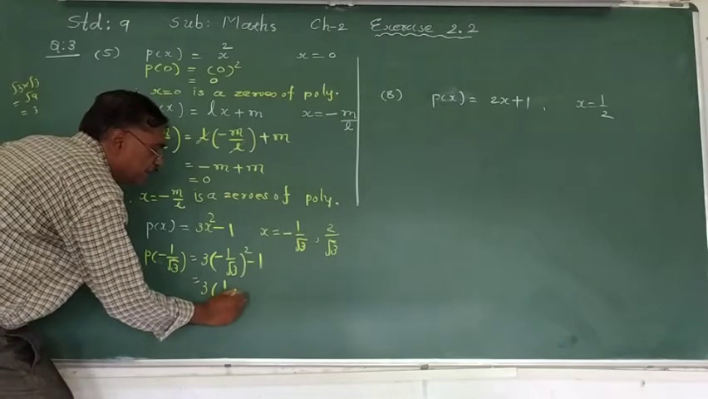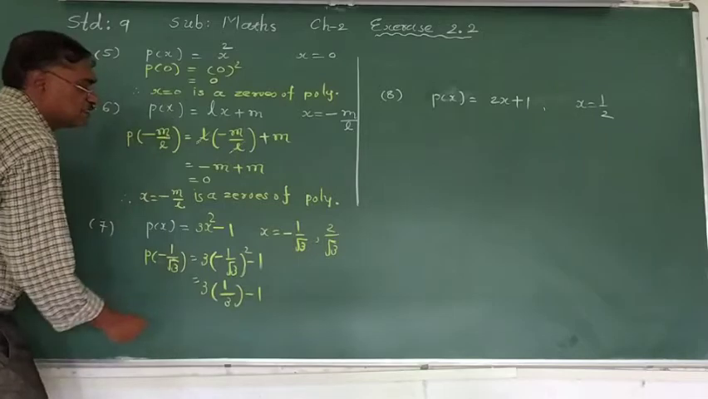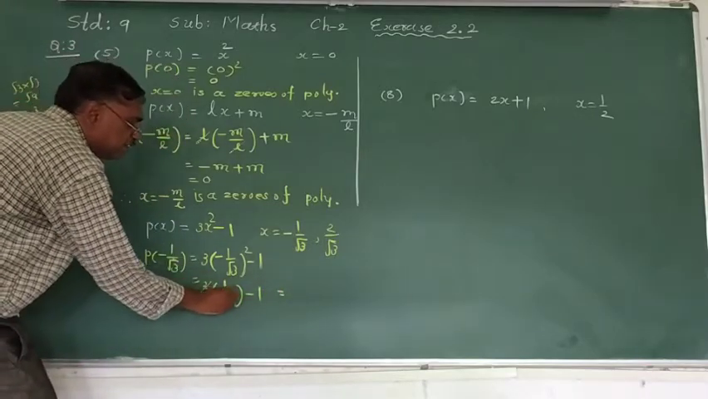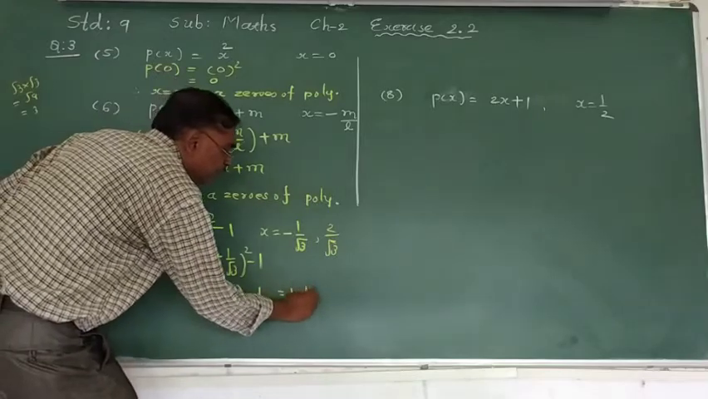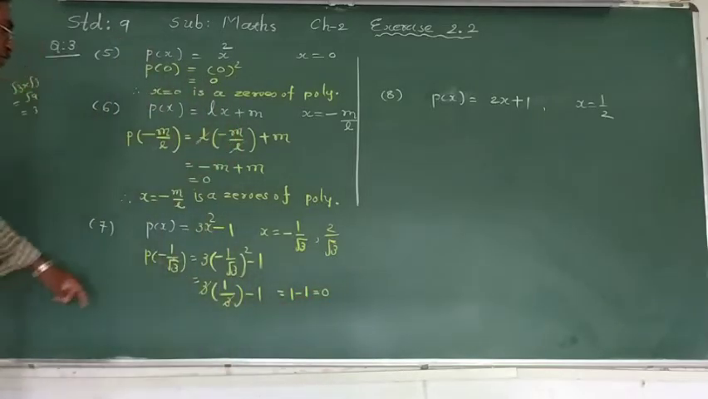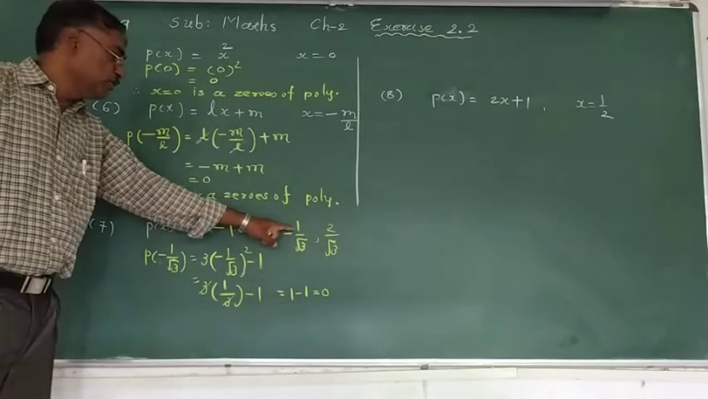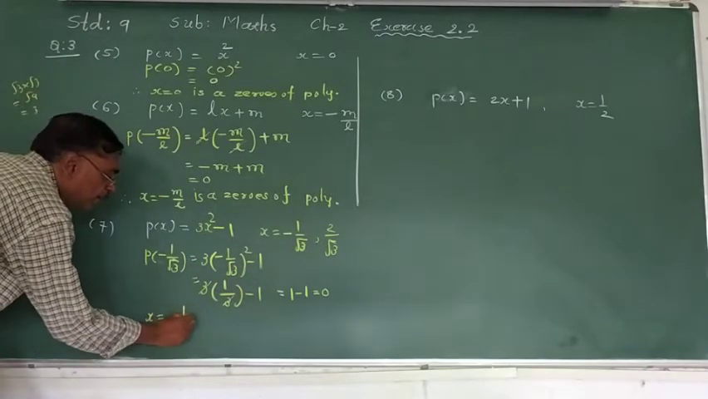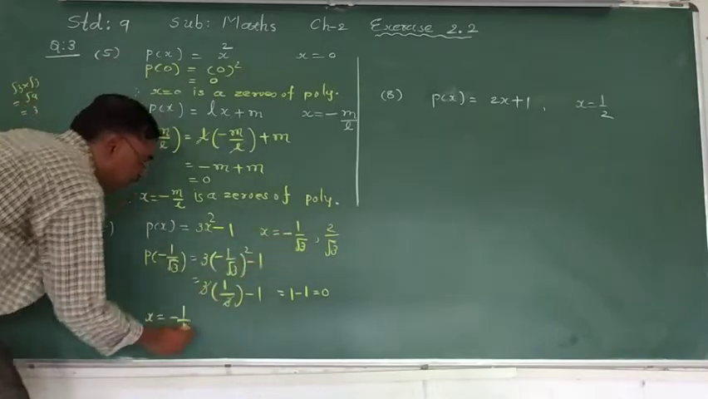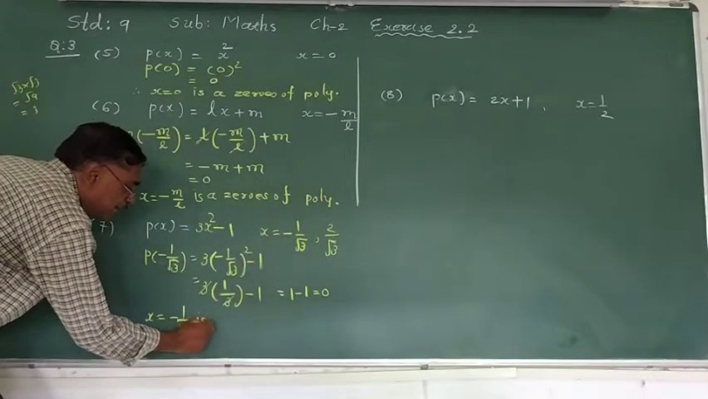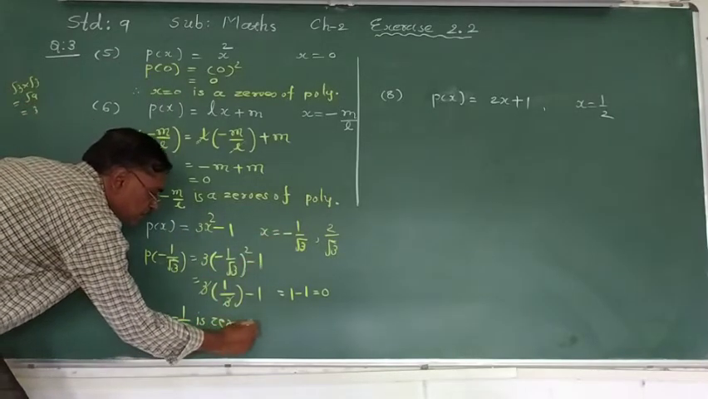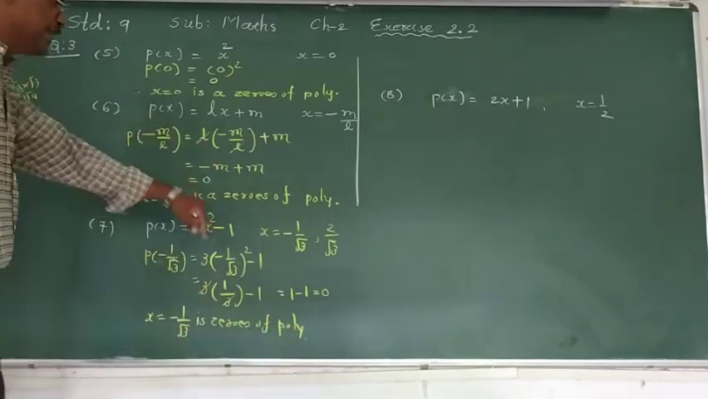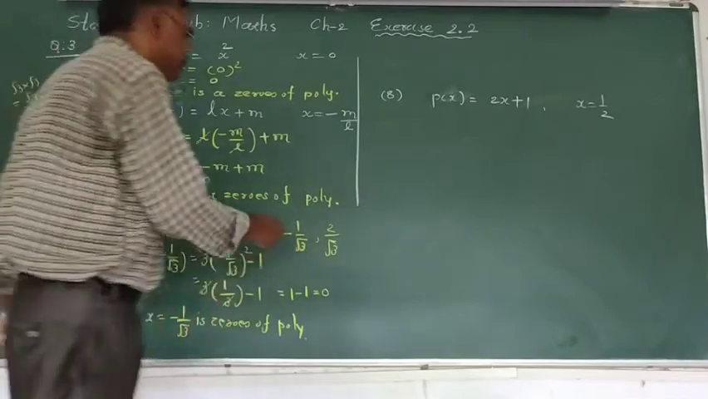So we write 3 times 1 upon 3 minus 1, these 3s will be cut. So 1 minus 1 equal to 0. So x equal to minus 1 upon root 3 is a zero of the polynomial. Now check the other, 2 upon root 3.